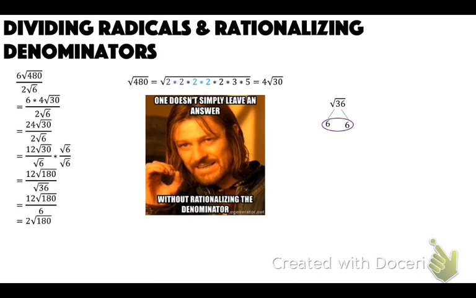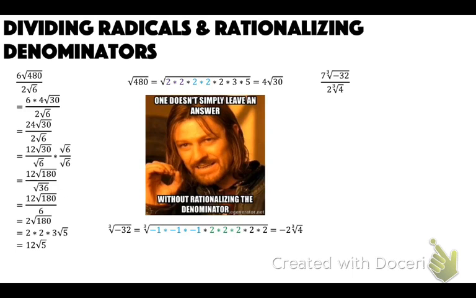But then 180, oh, and then 12 divided by 6 is 2, so we can simplify that. 180 breaks down to 2 times 2 times 3 times 3 times 5, which means I can pull out a 2 and a 3. So that's going to be 12 square roots of 5. That was really good grammar. Wow. You're welcome, guys.